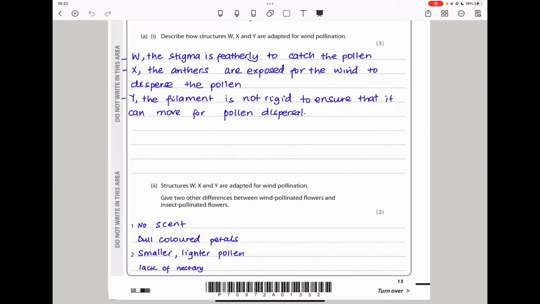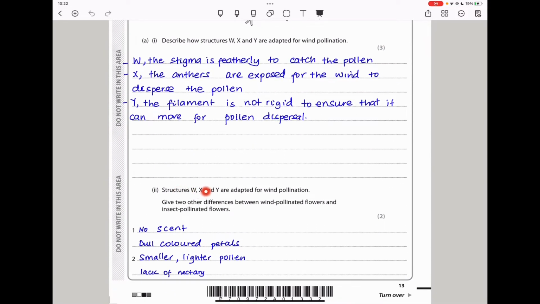Moving on down here, they say structures W, X, and Y are adapted for wind pollination. Give 2 other differences between wind-pollinated flowers and insect-pollinated flowers. Wind-pollinated flowers are not scented, and the color of their petals is dull. It could be green. And then the pollen that they produce is going to be smaller and lighter, and they do not have nectar, because nectar is present if insects are going to pollinate, in order for this nectar to be a reward to the insect pollinators.